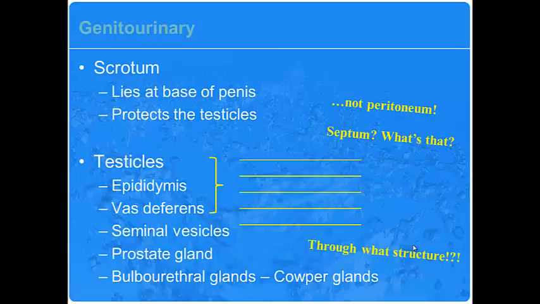The testes also produce testosterone, which is the primary male sex hormone, but it is not an isolated hormone that is only for reproduction, like all the previously discussed structures are for reproduction. Testosterone also has to do with overall hormonal balance in males.